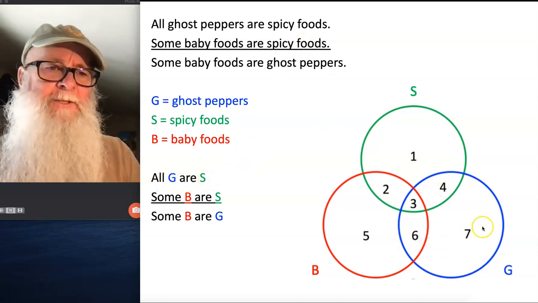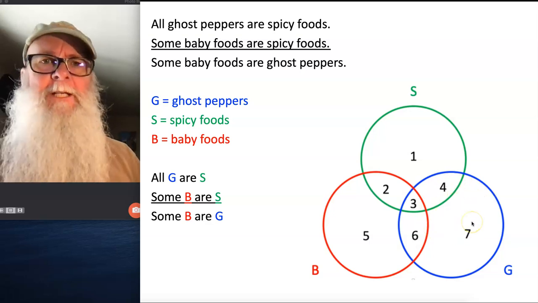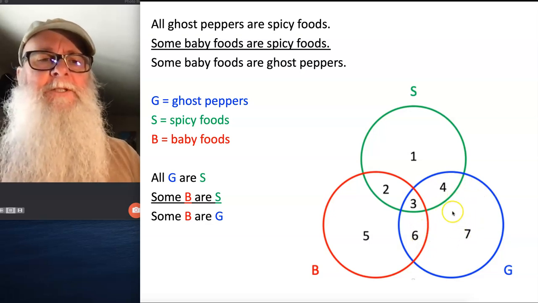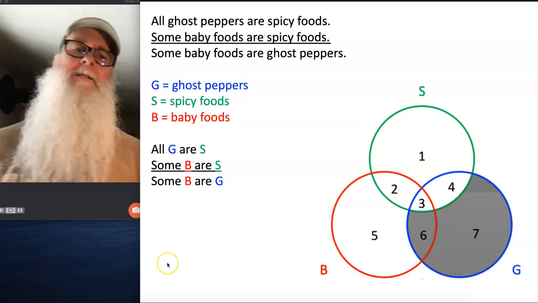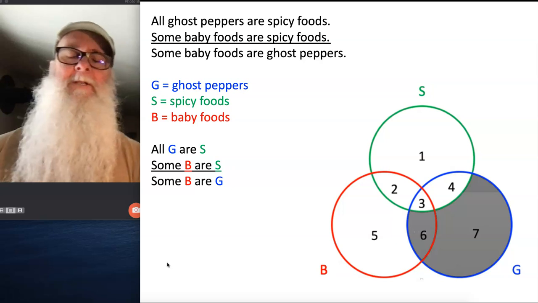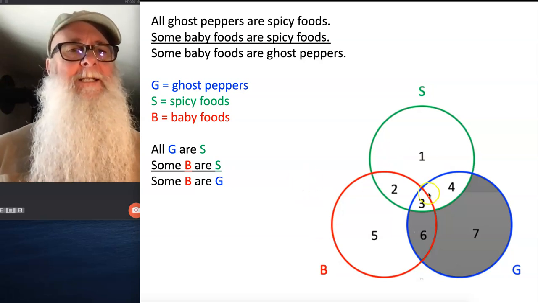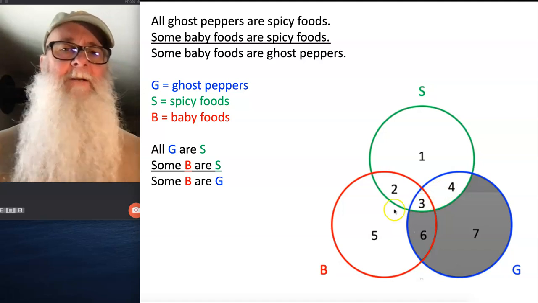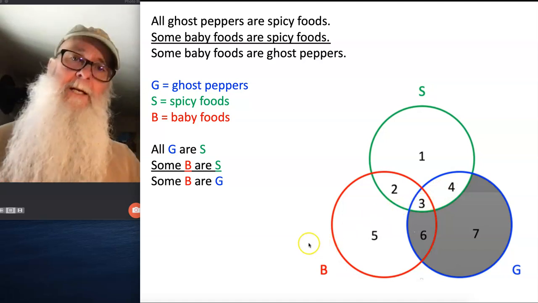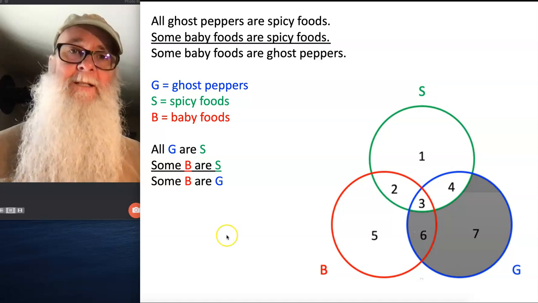So I'm going to come down here to my G circle, and I'm going to darken, shade, turn out the lights in any area of the G circle that's not also included up here in the S circle, and that's areas 6 and 7. So I'm going to turn out the lights in areas 6 and 7 because I want all of the G's that exist to be crammed up there into this S circle in areas 3 and 4. And now I get to move on and diagram my second premise, some B are S.